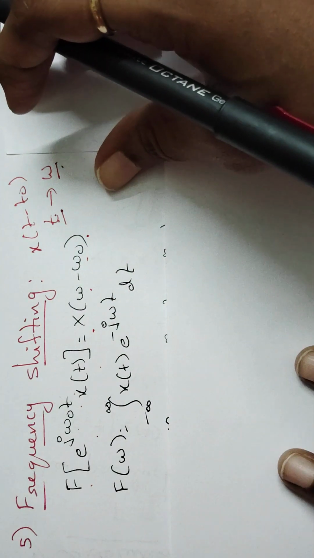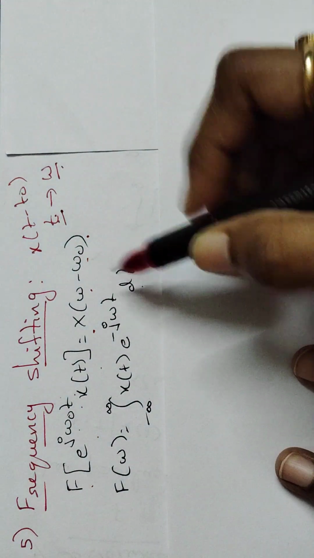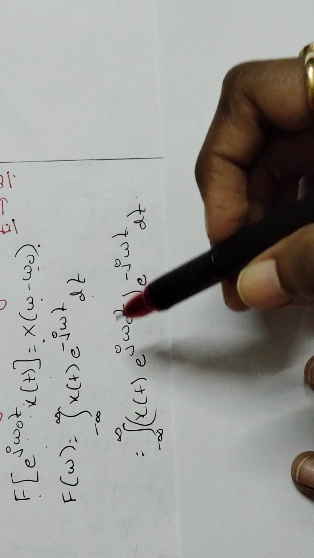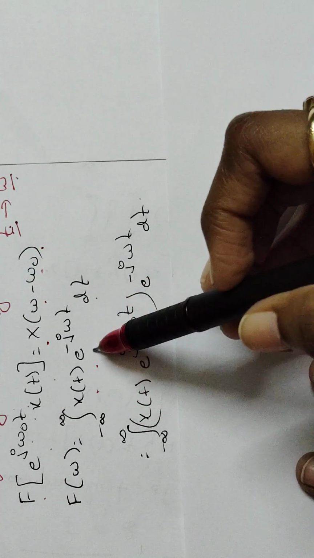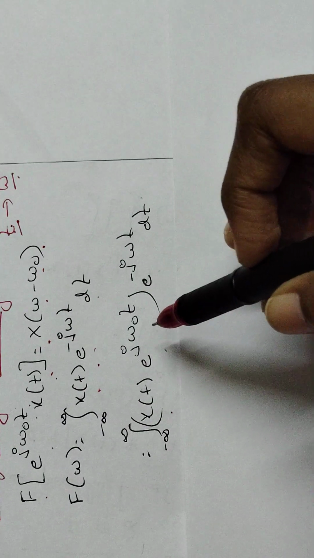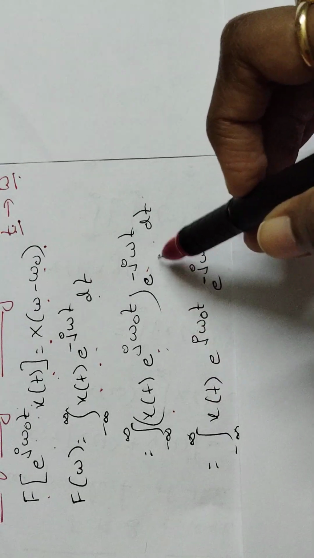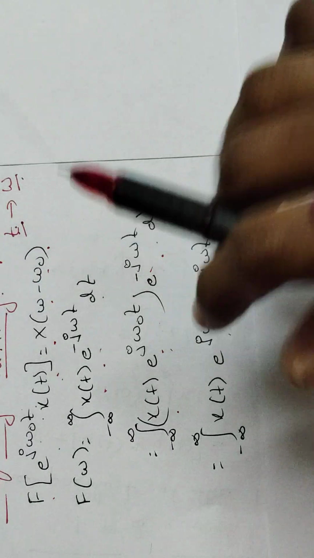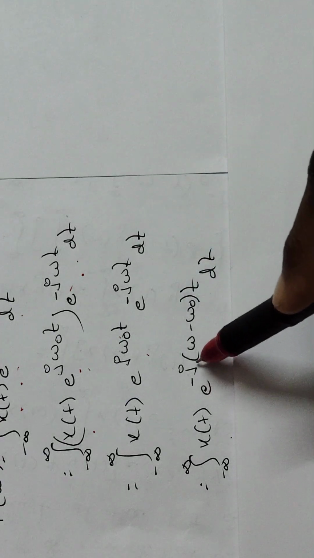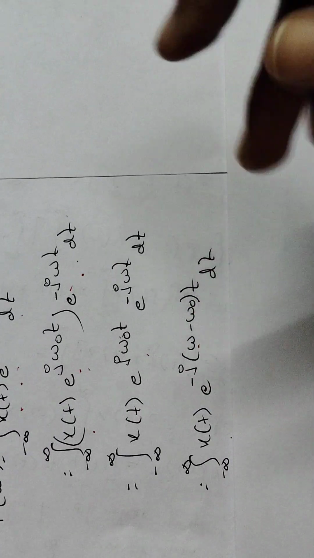Now first write down the formula of Fourier transform. This is the formula of Fourier transform, x of t e power minus j omega t into dt. After that, what is the x of t value? In place of x of t you have to substitute this one. So x of t e power j omega naught t into e power minus j omega t into dt. Now it is in the form of a power m into a power n, so you have to write a power m plus n. That is nothing but x of t e power minus j, which is common, omega minus omega naught into t into dt.